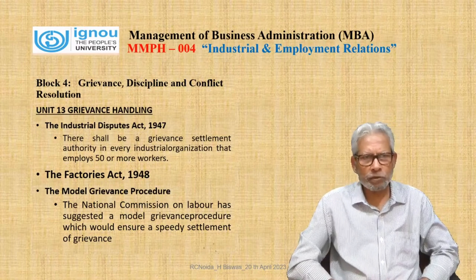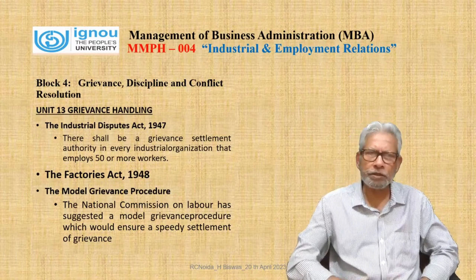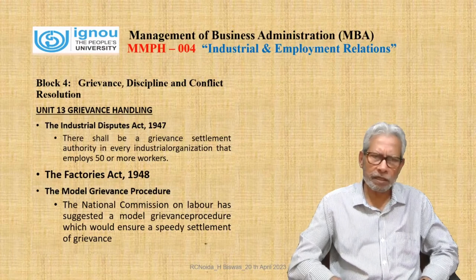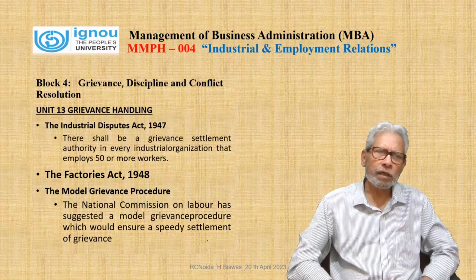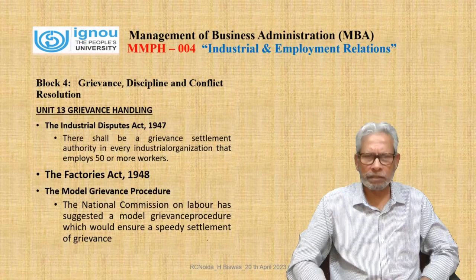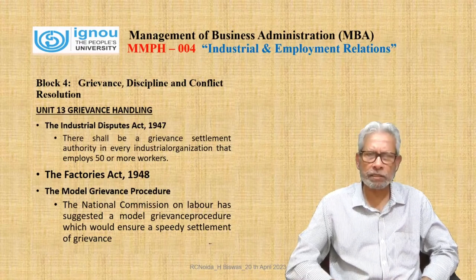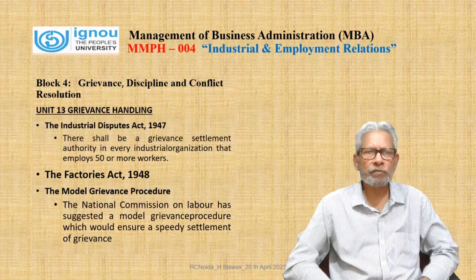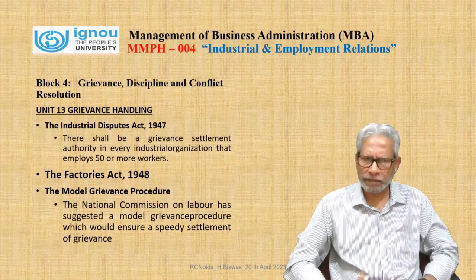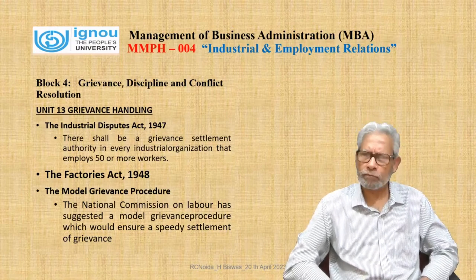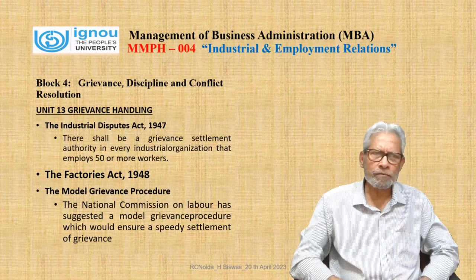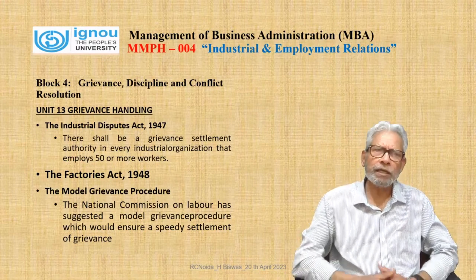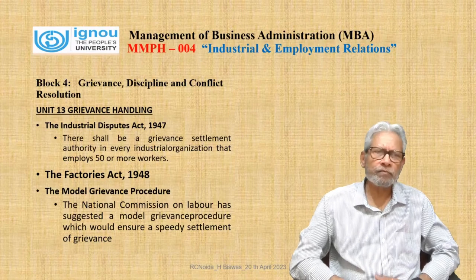So the Industrial Disputes Act 1947 is already defined. There shall be a grievance settlement opportunity. It is given that every industrial establishment that employs 50 or more workers definitely has to follow the Industrial Disputes Act and implement it. Then the Factories Act 1948 also defines a lot of rules and a lot of grievance handling, how to handle things.